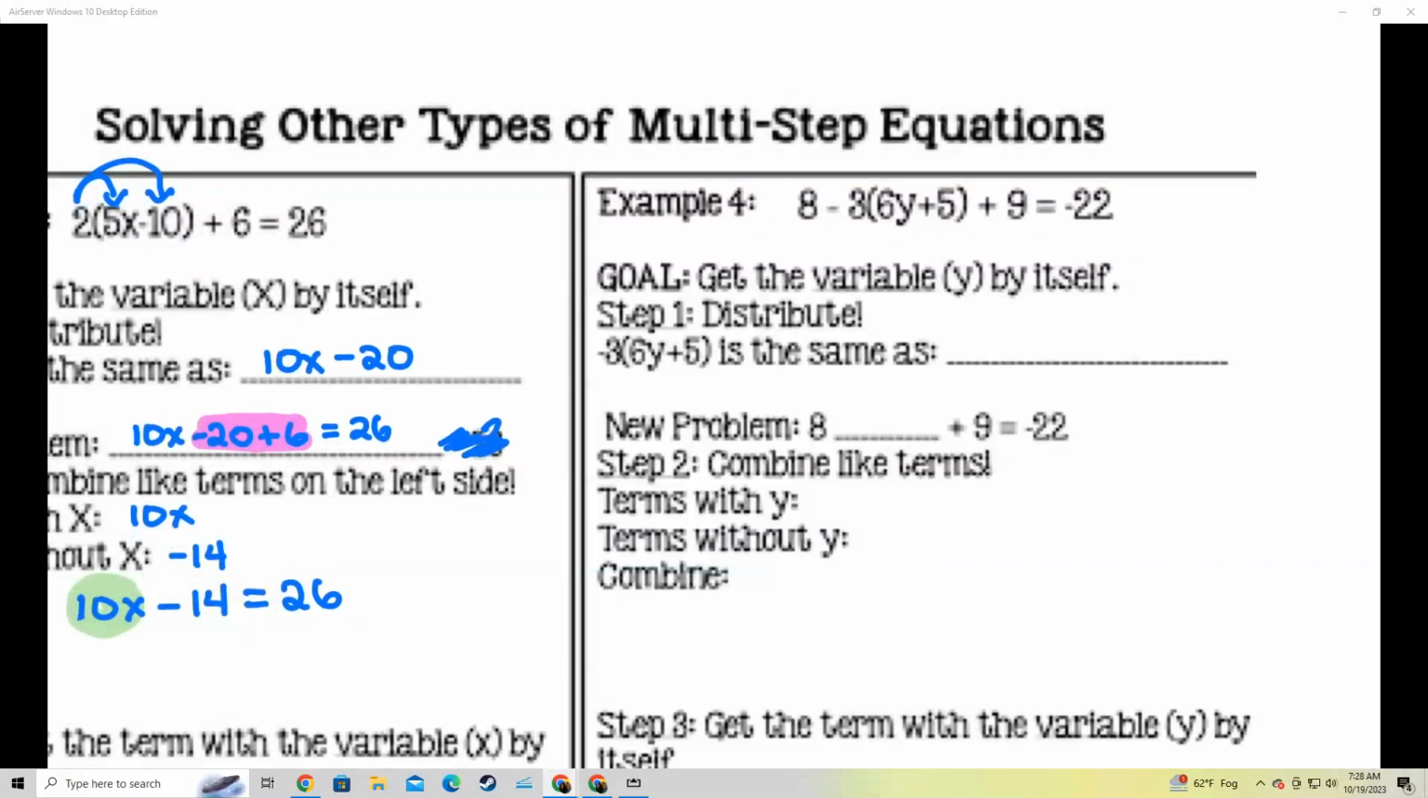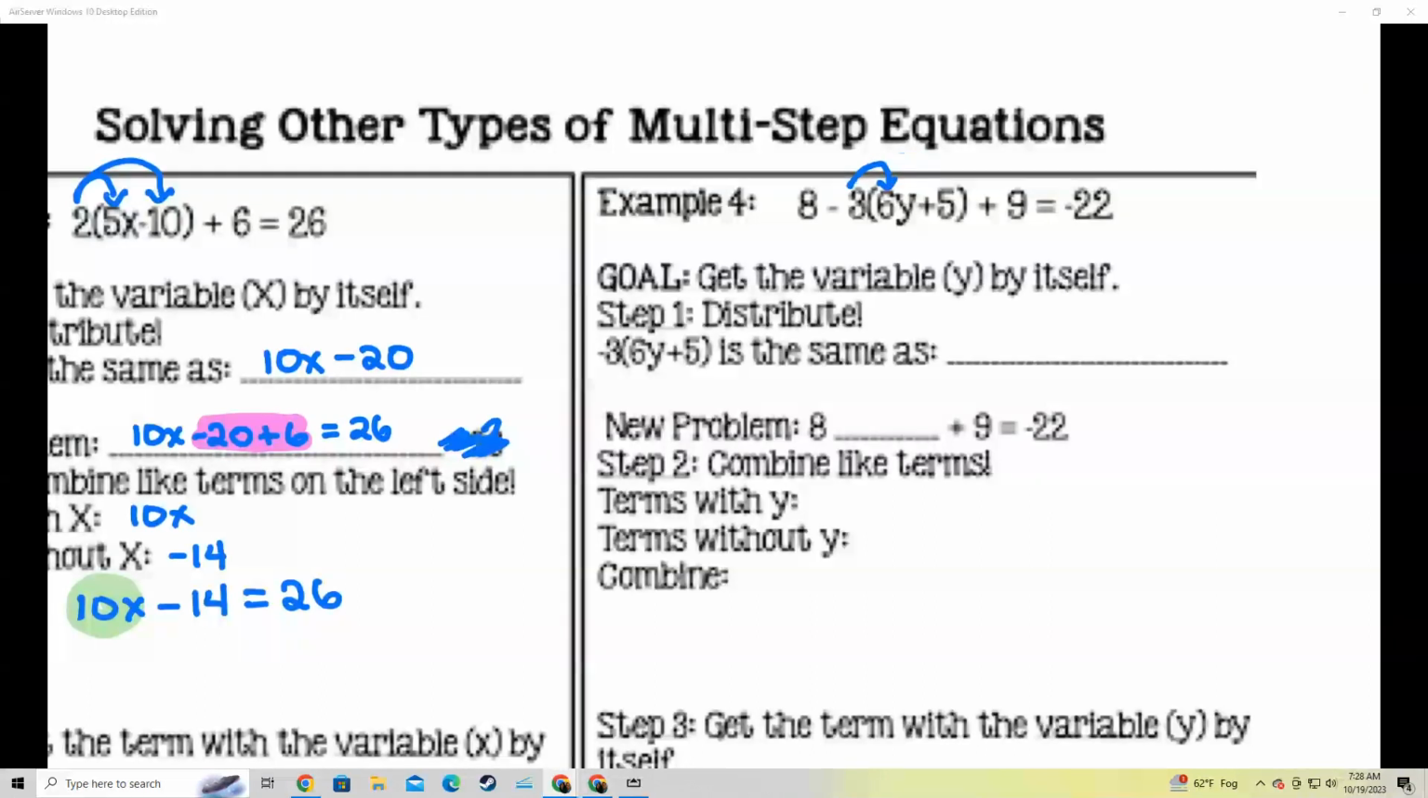Lot of stuff going on right here, but that's okay. We've been kind of used to doing all these little mini steps, and now we're just going to put them all together. My ultimate goal is to get the variable y by itself. First, I'm going to distribute. So I'm going to take this negative 3, and I'm going to distribute it here and here.